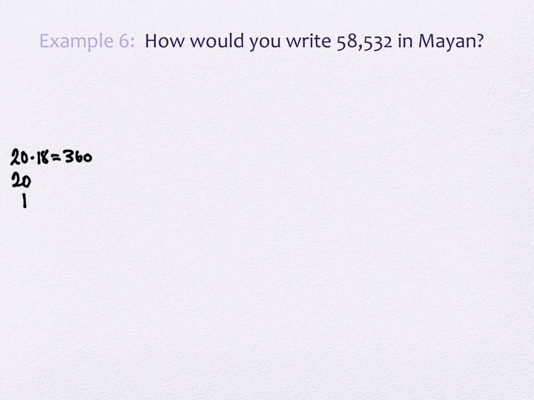360. And then I need to do 20 squared times 18. 7,200. My goal is to stop when I get to a number that's bigger than 58,000, or at least close enough to 58,000 that I know that going one bigger would be too big anyway. So then I'm going to do 20 cubed times 18.